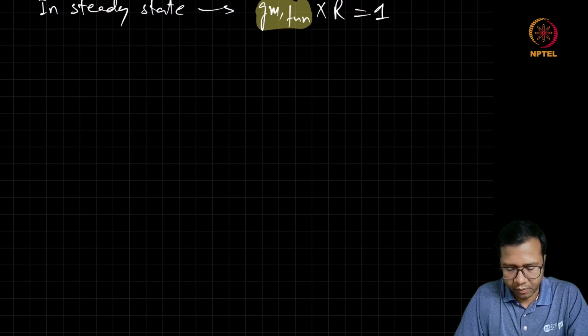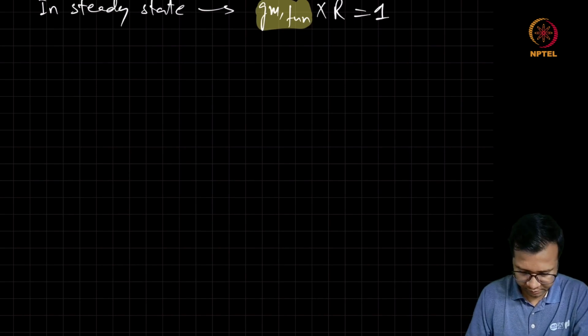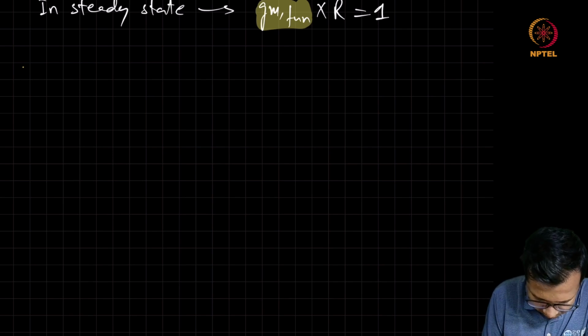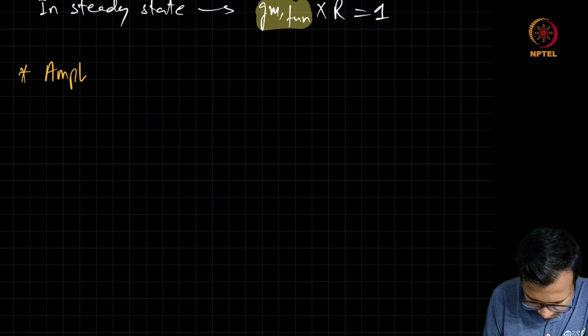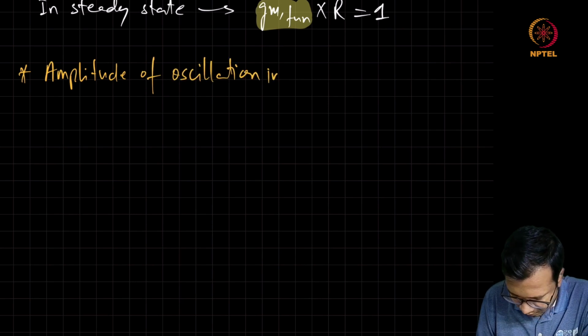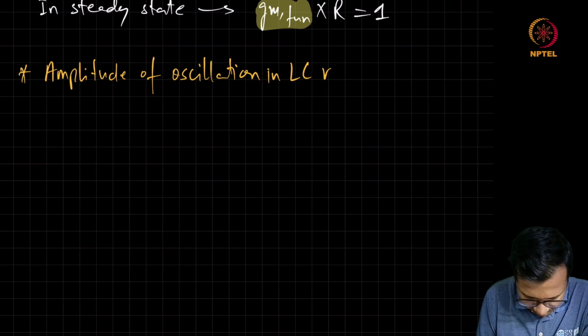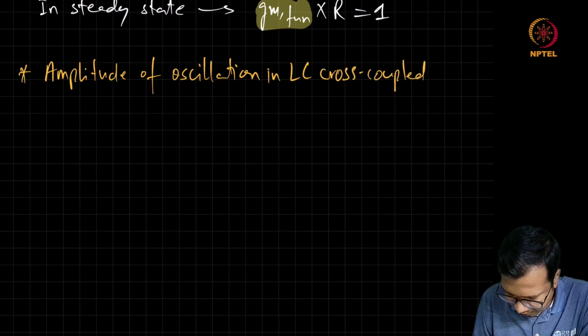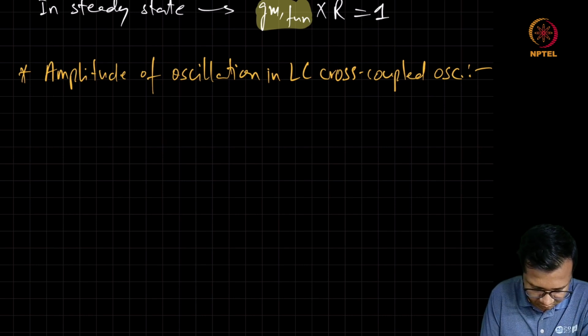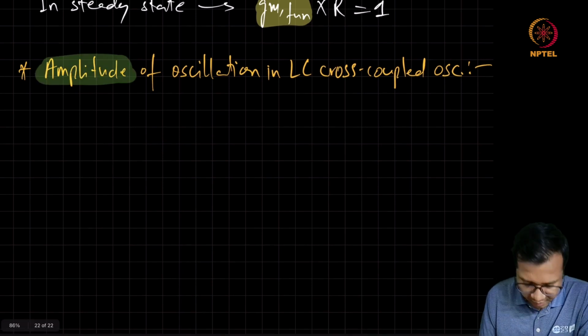Now let us try to find out what will be the amplitude of oscillation in an LC cross-coupled oscillator. We can redraw the circuit.